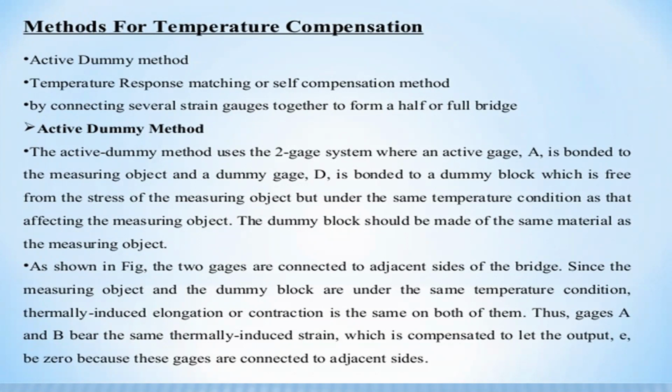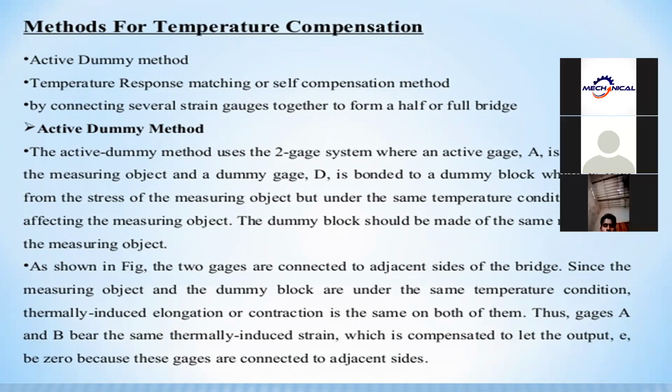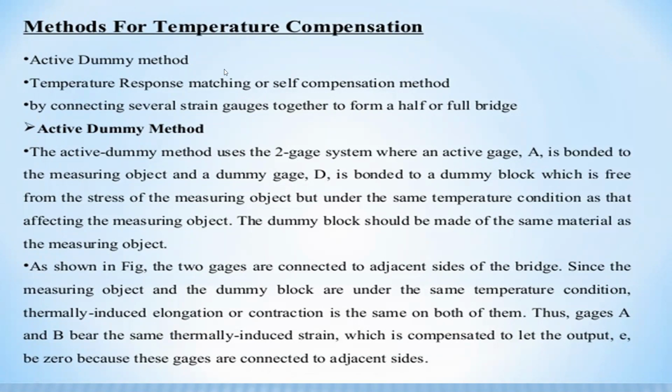That means how much temperature is developed on that strain gauge should be calculated based upon these different methods: the active dummy method, the temperature response matching or self-compensation method, and connecting several strain gauges together to form a half or full bridge. These are the different methods. First one, active dummy method.